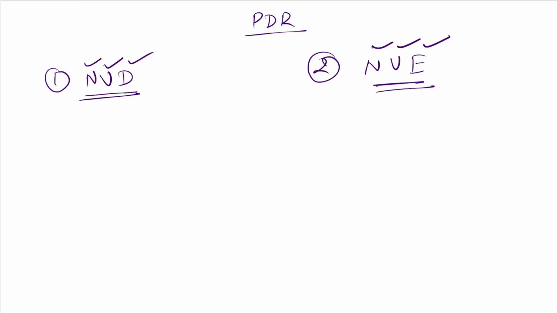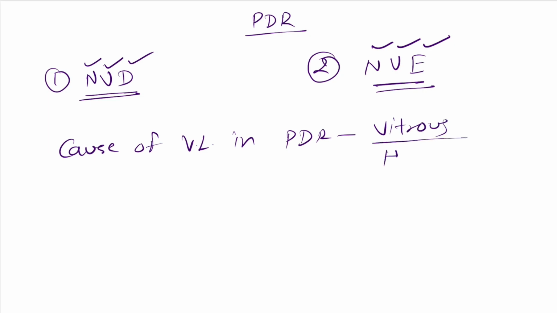Now, as I told you, there is a different cause of vision loss in PDR from NPDR, right? In NPDR, it was macular edema. And in PDR, it is vitreous hemorrhage. What is it? Vitreous hemorrhage. The cause of vision loss in PDR is vitreous hemorrhage. Okay. Let's revise both of them again.